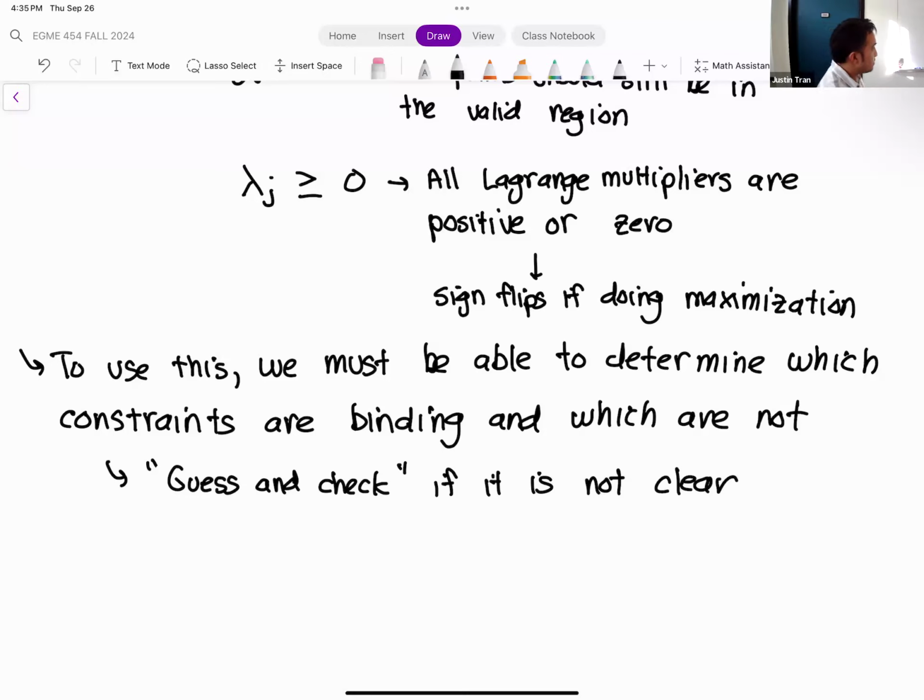Okay. Any questions on the KKT conditions before we jump into some examples? Okay. All right. So the first example that we're going to do, I'm not going to solve it all the way because it's one of your homework problems, but I think it does a really nice job of illustrating this idea of which constraints are going to be binding or not.